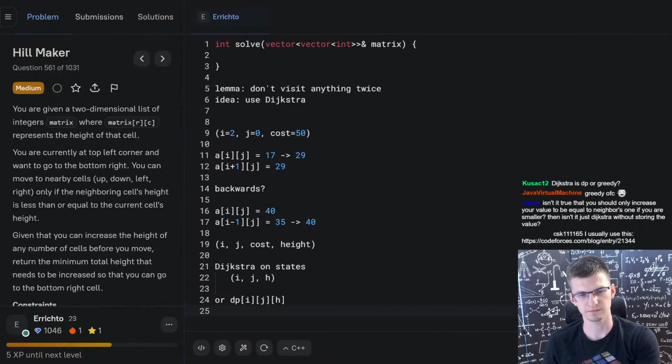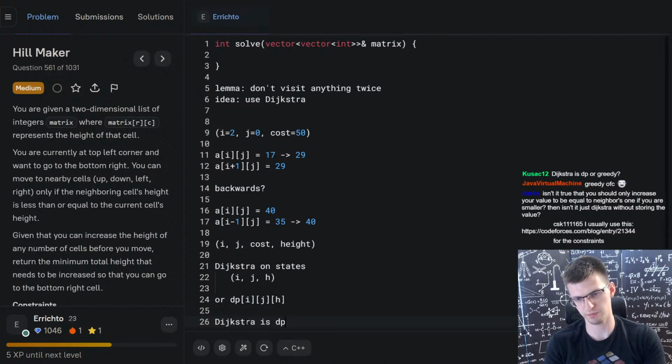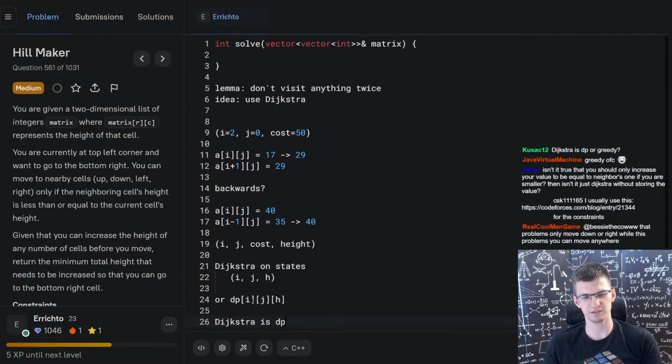Dijkstra is DP. Dijkstra doesn't make greedy decisions. It, for every state, knows what's best for that state.